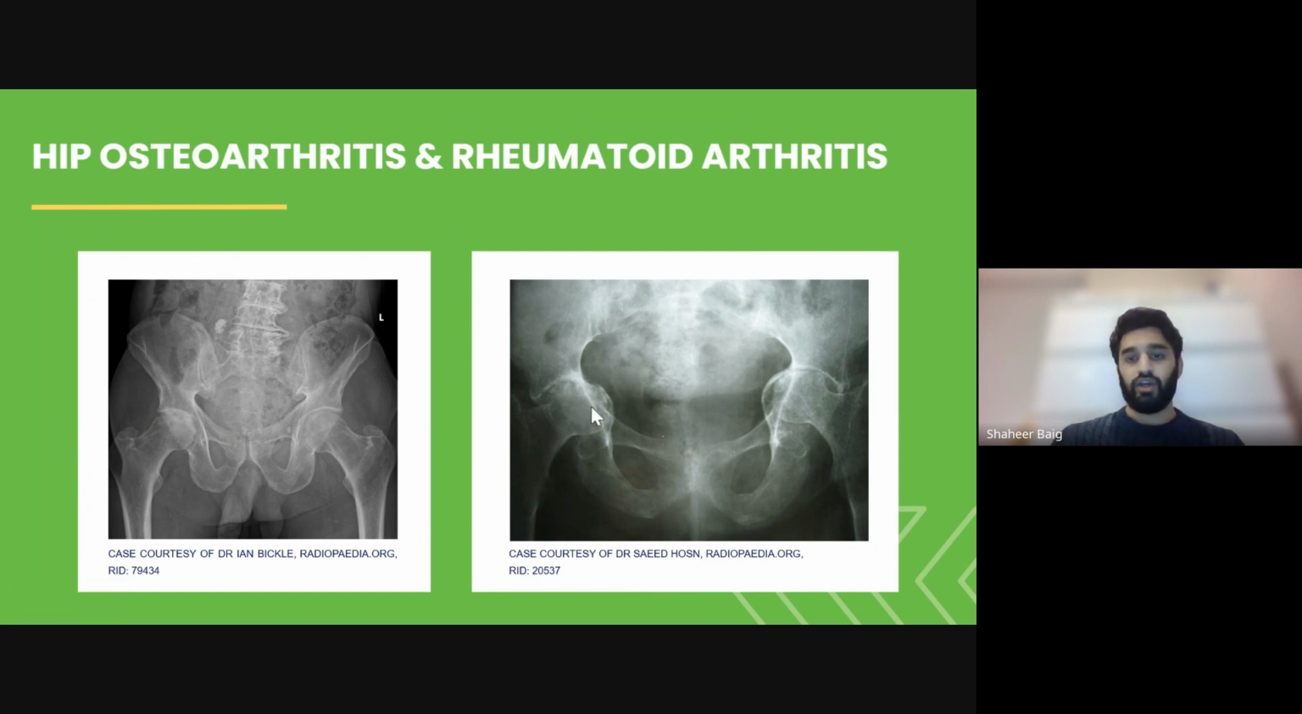And then in rheumatoid arthritis, we usually see axial displacement. So the femoral head protrudes inwards into the acetabulum, and you end up with a phenomenon called protrusio acetabuli, which is basically the femoral head protruding into the acetabulum and into the pelvis.